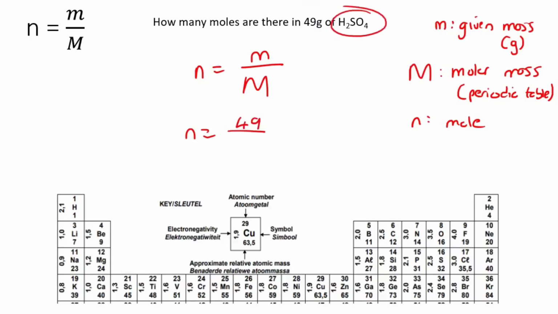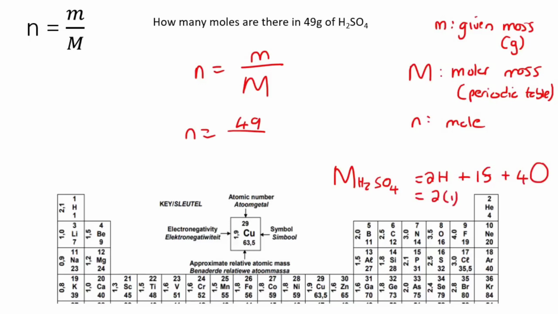Now, to work out the molar mass of H2SO4, there are 2 hydrogens, 1 sulfur atom and 4 oxygen atoms. And so to work out the mass, that would be 2 times 1, because each hydrogen has a mass of 1, plus 1 multiplied by sulfur's mass, which is 32, and then 4 oxygens, each oxygen has a mass of 16. And if you calculate that, you end up with 98. Now the units of that is grams per mole. So you could put 98 over there, and if you calculate that, you're going to get 0.5 mole.